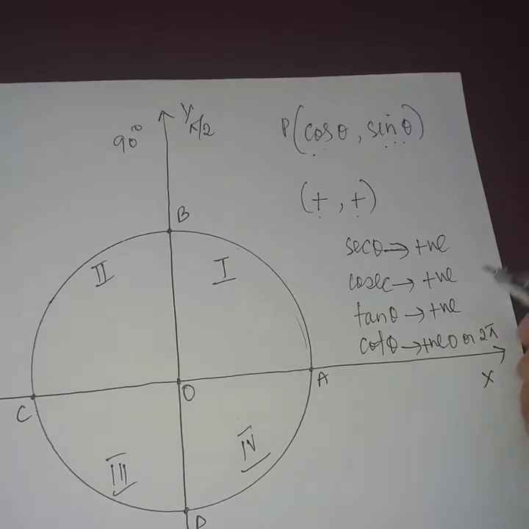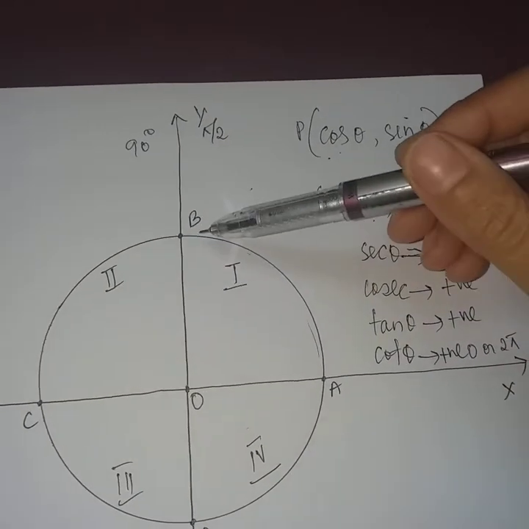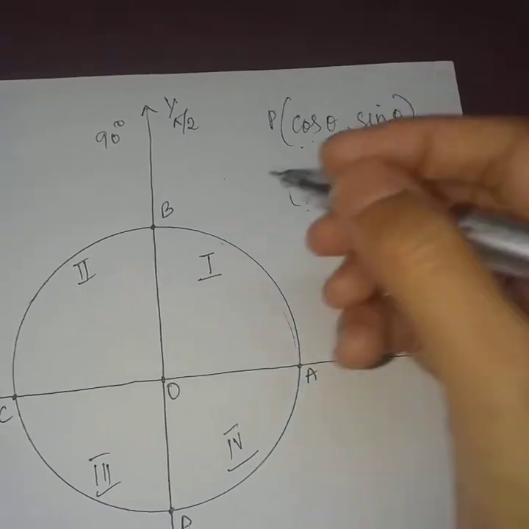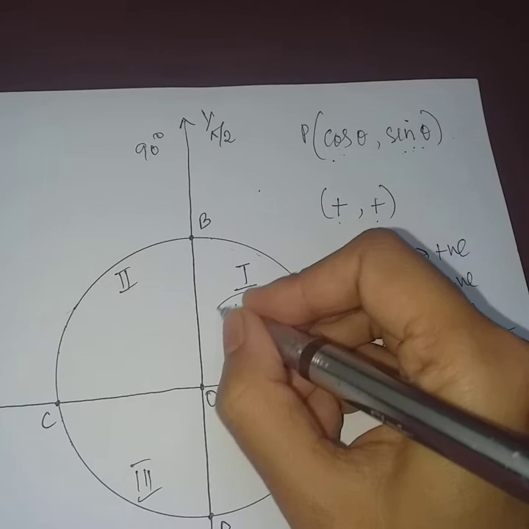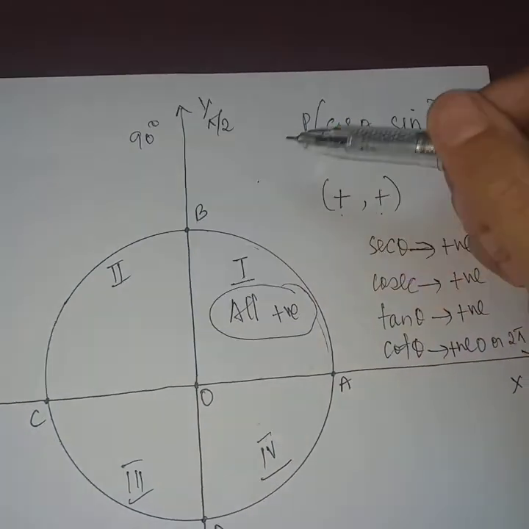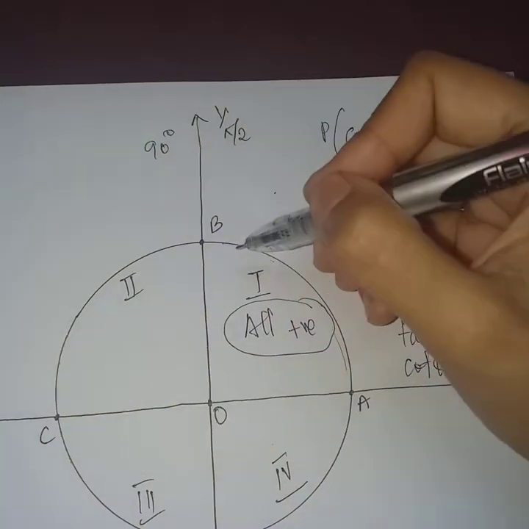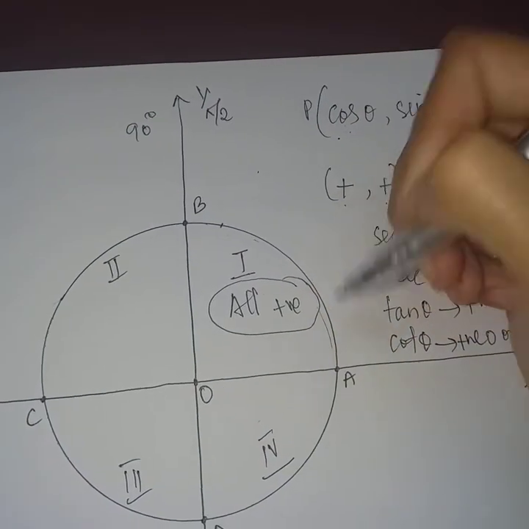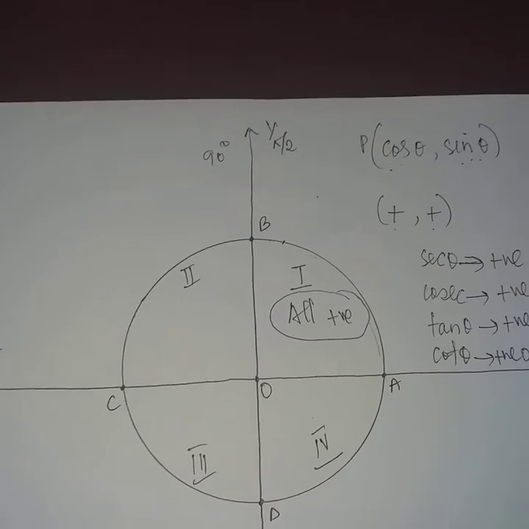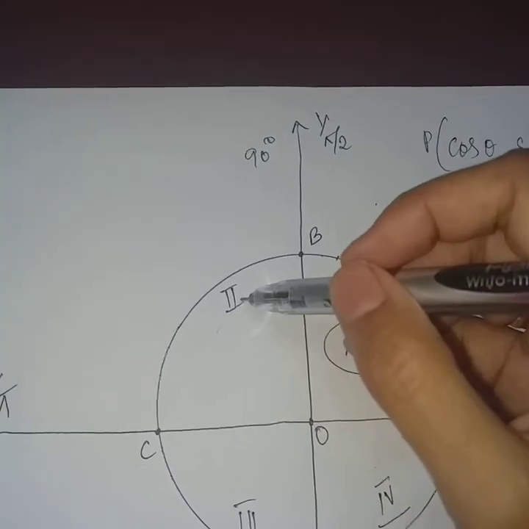So the value of all the trigonometric ratios in this first quadrant will be positive. So we write as all positive. In the first quadrant, the value of all the trigonometric ratios will be positive, since all the points here have coordinates plus plus, that is positive positive. Now let us see the second quadrant.